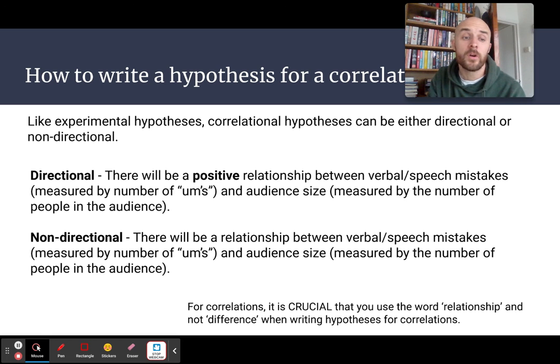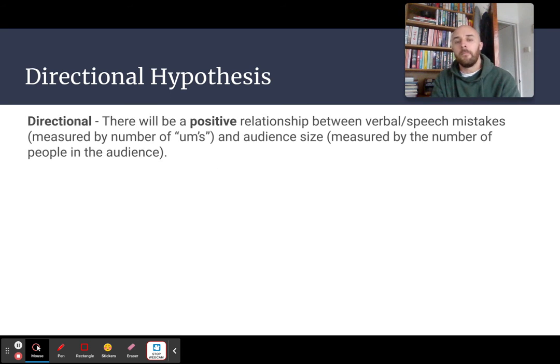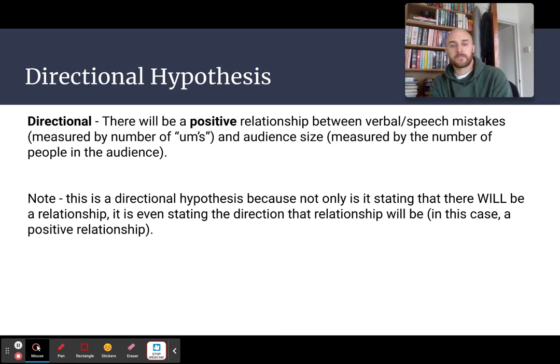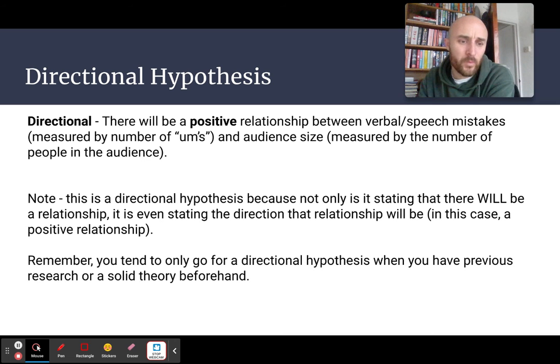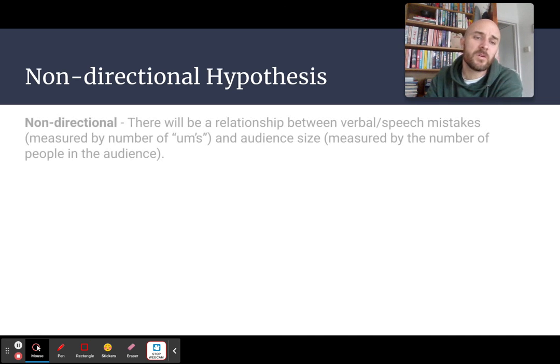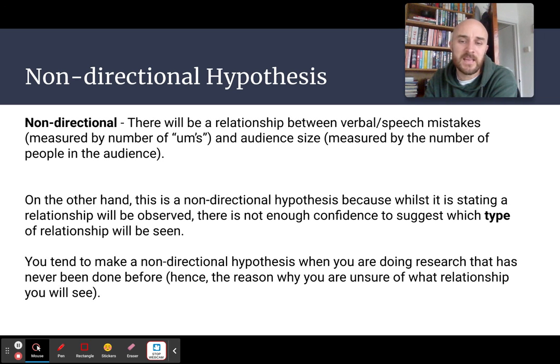Why do you do directional or non-directional? It depends if previous research that has been consistent has been done before, right? So if you have a good idea about whether a correlation is going to come up or not. Okay, so that's relatively straightforward, I think. Directional hypotheses, pretty straightforward. You've also got non-directional hypotheses just here as to why.